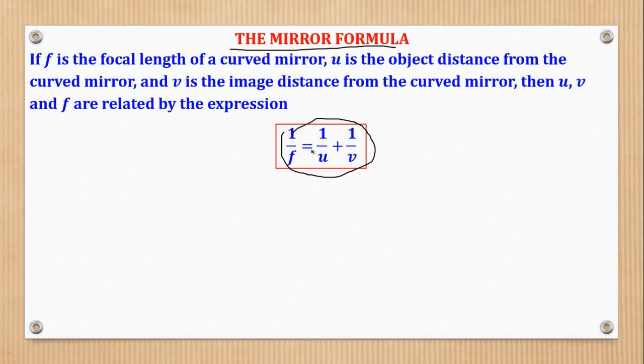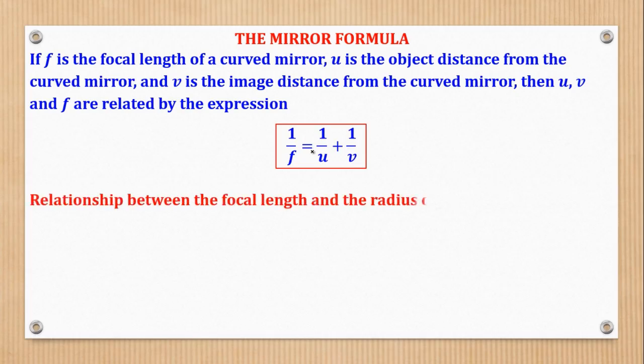Also, you need to remember what we noted about the focal length. When it comes to a converging mirror, focal length is positive. But when it comes to a diverging mirror, focal length is negative. When the image is virtual, it means that the distance is negative. And when the image is real, the distance is positive. But you shall see all that.